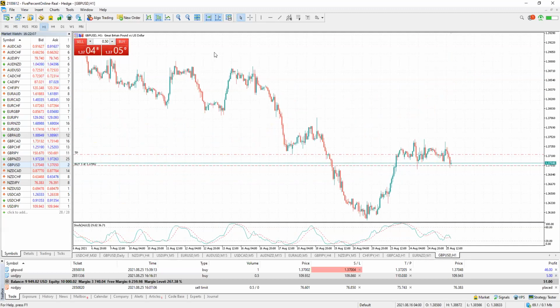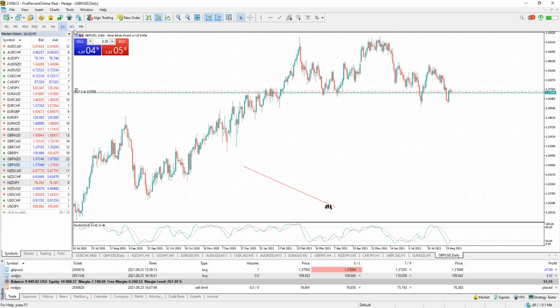Okay, on the GBPUSD, to go back to this. So in the daily, okay. So we had this clear uptrend. Okay, look, there is a cycle in the market. We had this clear uptrend.